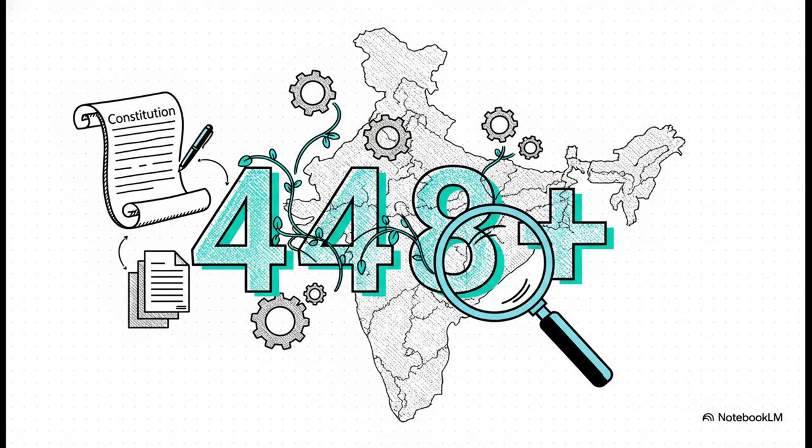First things first, you've got to appreciate the sheer size of this thing. I mean, when it was first written, it had 395 articles, which was already one of the longest in the world. But because it's a living, breathing document, it's been changed over 100 times and has now grown to well over 448 articles. Now, we're not going to read all of them, of course. The idea here is to zero in on the core concepts that define India today.